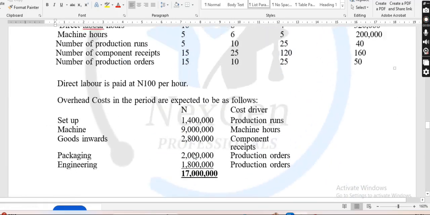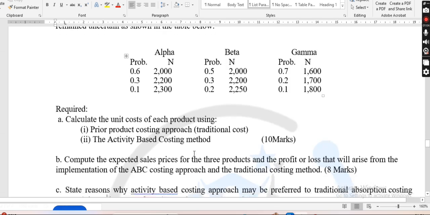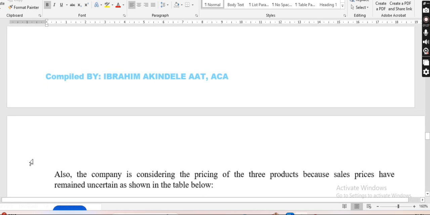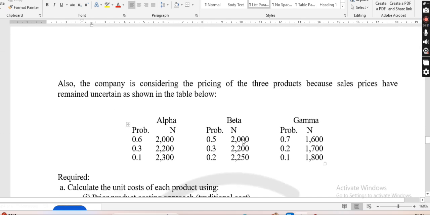Where is it? Okay, this is the question. Now, we have here required: calculate the unit cost of each product using traditional costs, using the prior product cost approach. That is traditional cost. Traditional cost, right? That is the traditional approach.